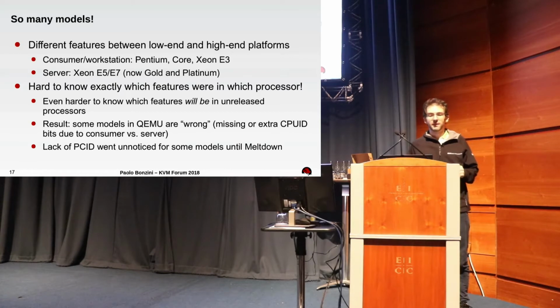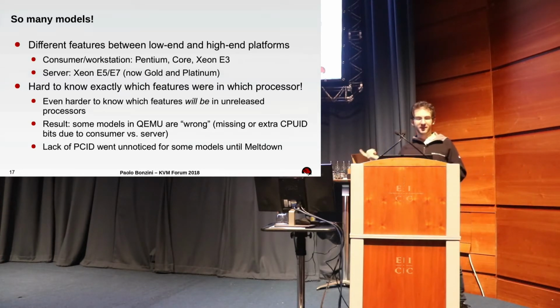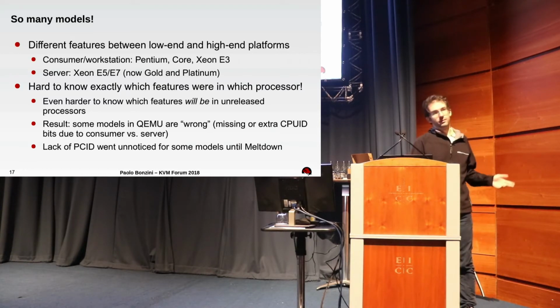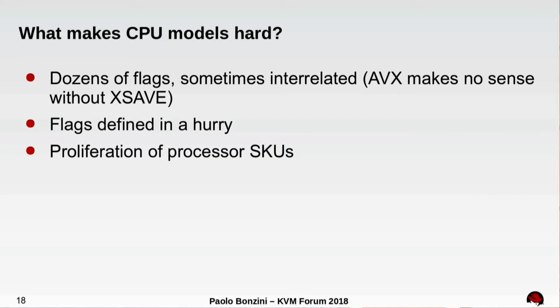What happens is that maybe some features migrated from low-end to high-end platforms, and were added by mistake to the low-end platforms, or vice versa. For example, PCID was there in Nehalem server, but they added it to some Westmere client. And then Westmere in QEMU doesn't have PCID, despite the old Westmere processor having it, or almost always, I don't exactly know, because there's no comprehensive list. And the lack of this feature really went unnoticed until Meltdown, when people started noticing that everything was running like 5 times slower.